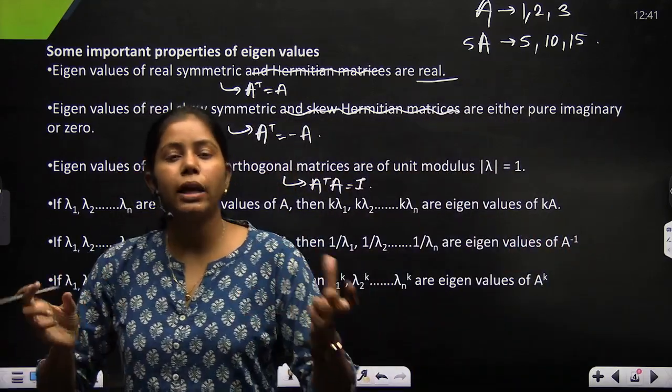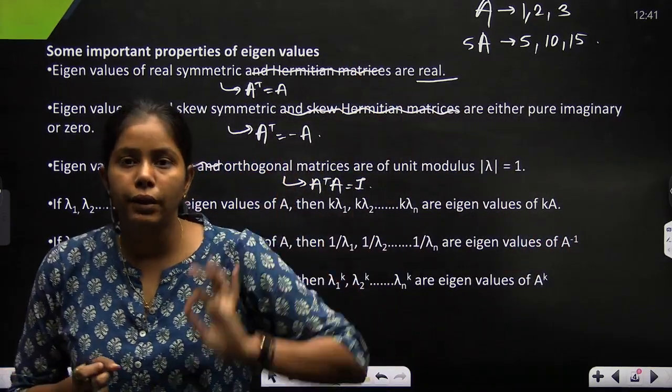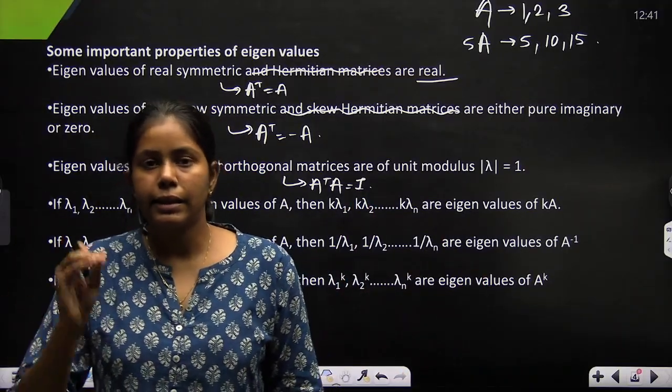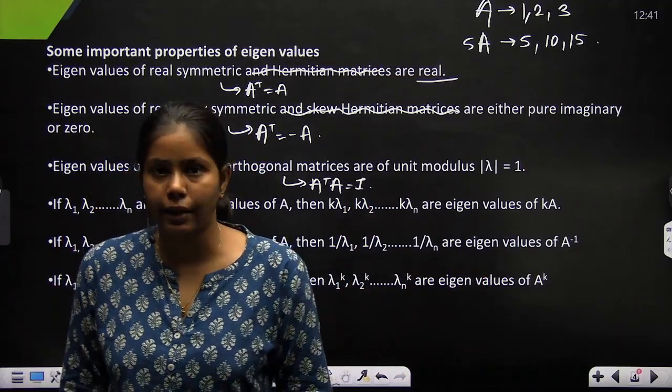So these are the eigenvalues of 5A. Once I know the eigenvalues of A, I do not need to find out individually the eigenvalues of k into A. I can simply multiply k with the eigenvalues.